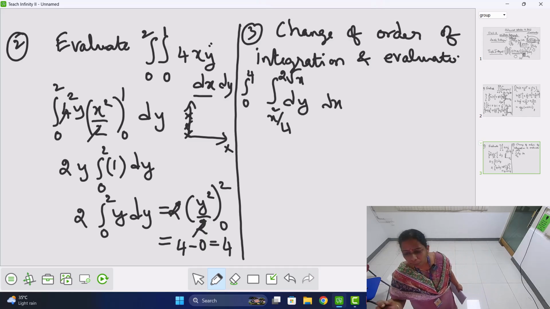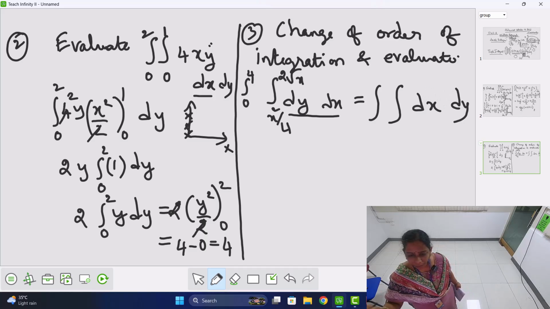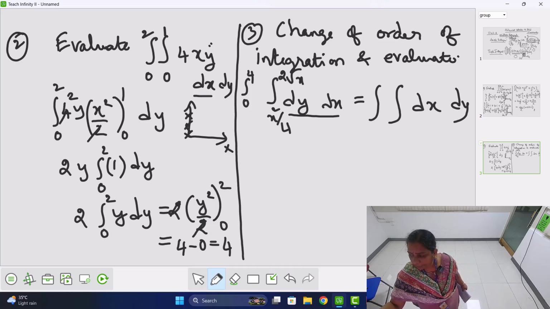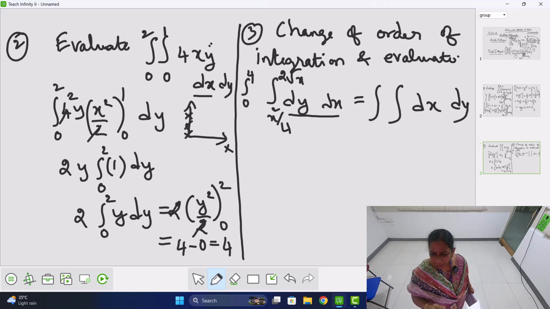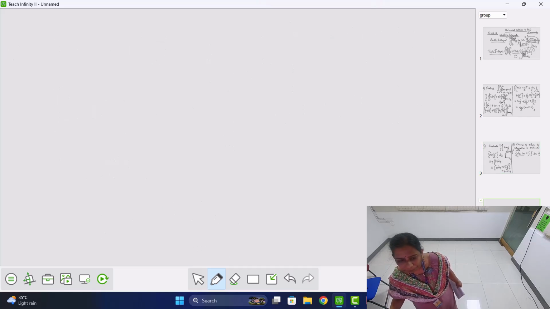So after changing the order, what happens? The double integral dy dx that is given, after changing the order, it will become dx dy. Okay, so dy dx is changed to dx dy, but the limits won't be the same. We have to find the limits, only then I have to integrate. So for that I need the graph. By seeing the graph only we can find the solution for this problem, changing the order. Okay, so I'll go to the next slide and then I'll explain.